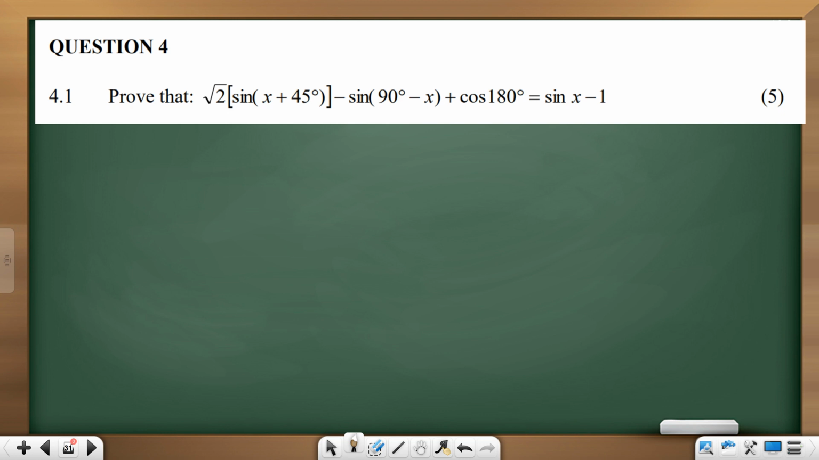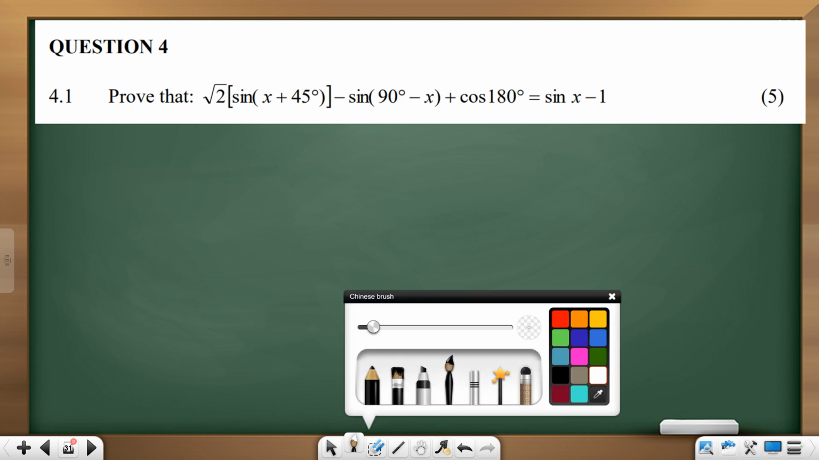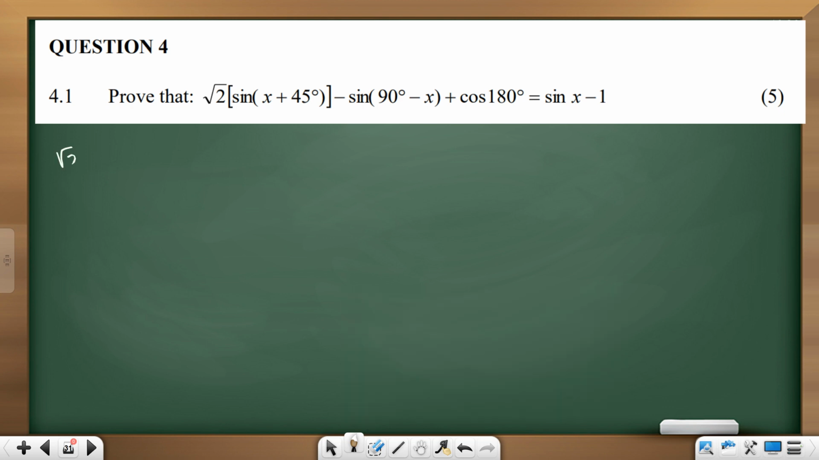Let's prove. Let's start from the left-hand side. Okay. Let's start from the left-hand side. Root 2. Oh, this is interesting. Oof. All right. Okay. What can we prove? We have root 2 sine x plus 45. What is that?